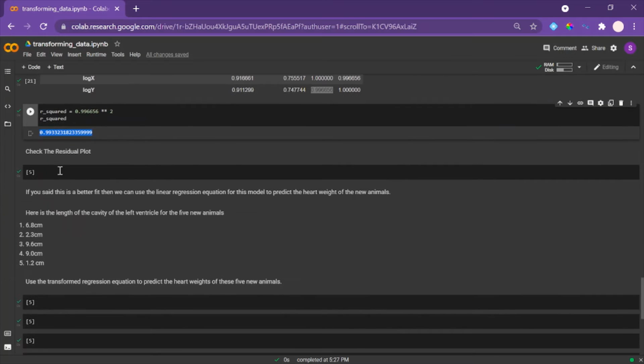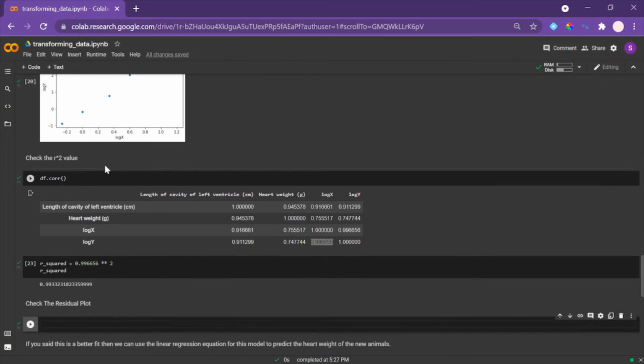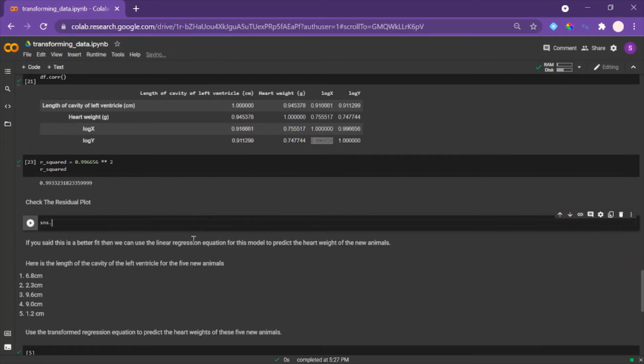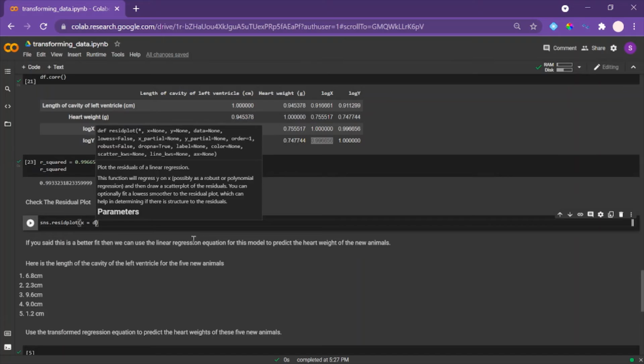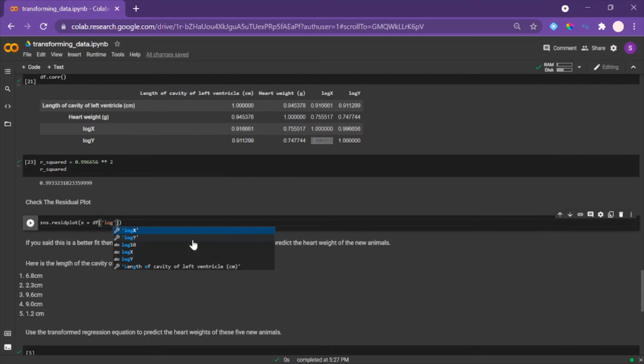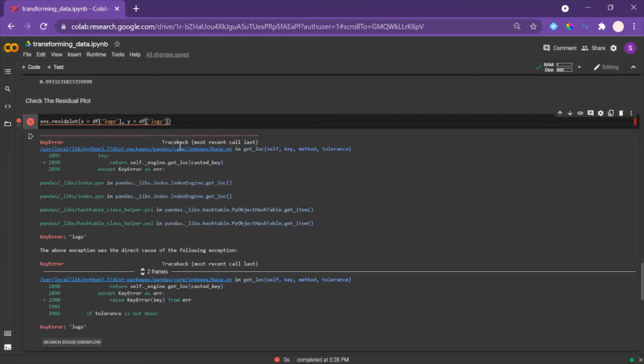Okay. We're also going to check the residual plot. This is another way, right? So we're going to do SNS dot residplot, set x equal to data frame log x, and we're going to set y to data frame log y. Okay, run that. What do we do now? Oops, it's capital X, isn't it?